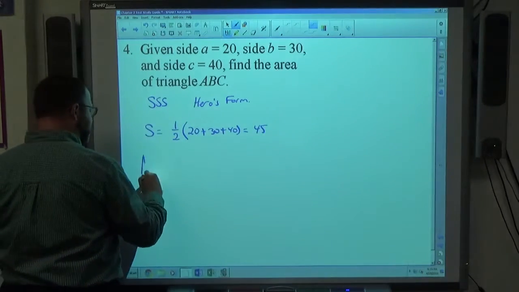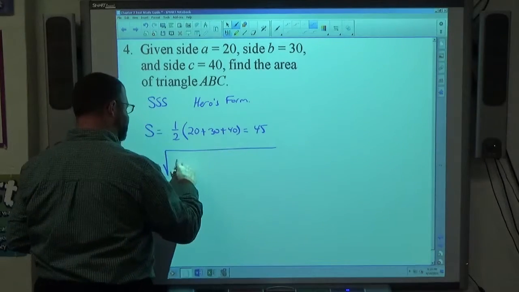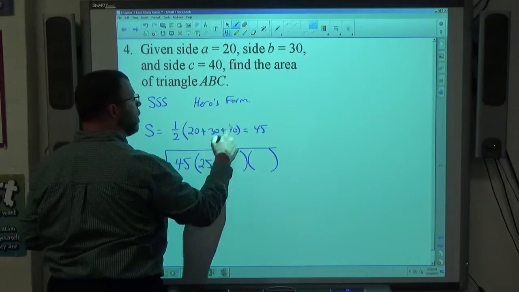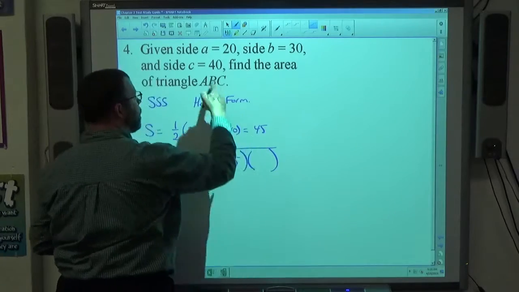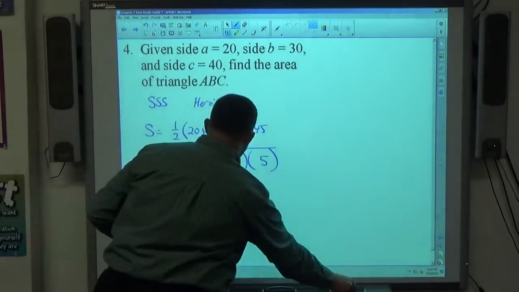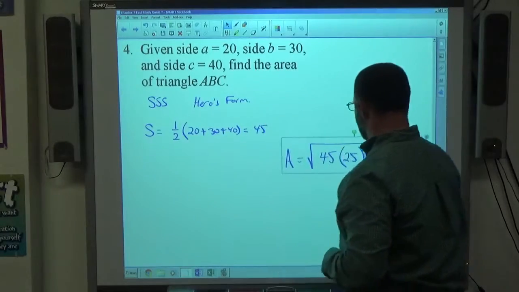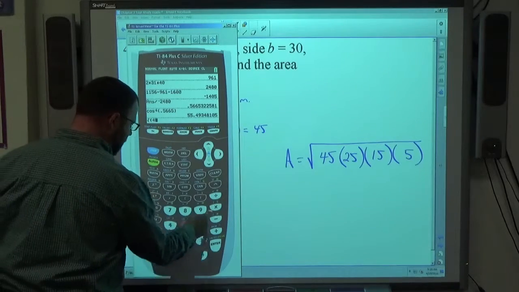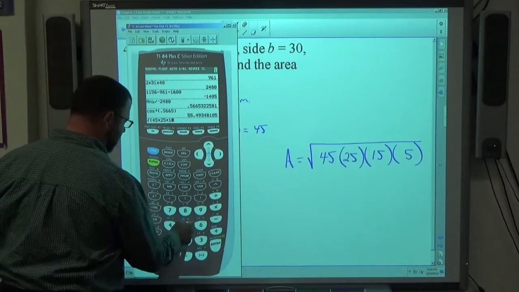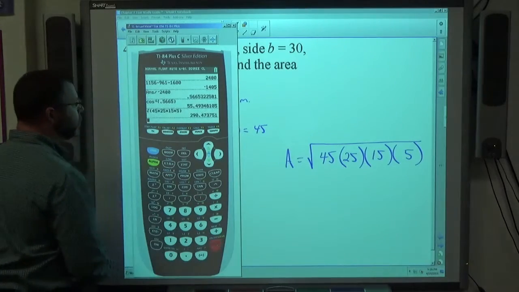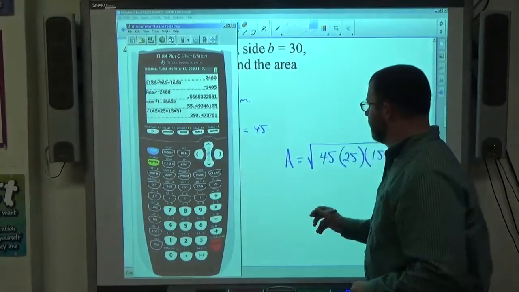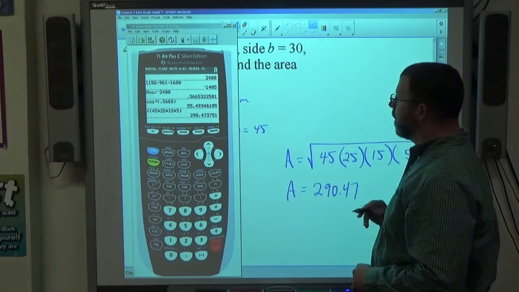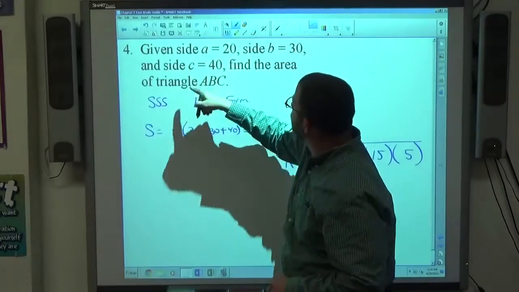And then once we know the value of S, the area of the triangle is going to be the square root of S times S minus each of the 3 sides. So 45 minus 20 is 25. 45 minus 30 is 15. 45 minus 40 is 5. And once you have the structure of the right answer, then you simply have to type that in the calculator. So hit the square root button and then type in all the numbers. So 45 times 25 times 15 times 5. And that comes out to 290.47. And that'd be units, or doesn't give it units, does it? Nope, units squared.